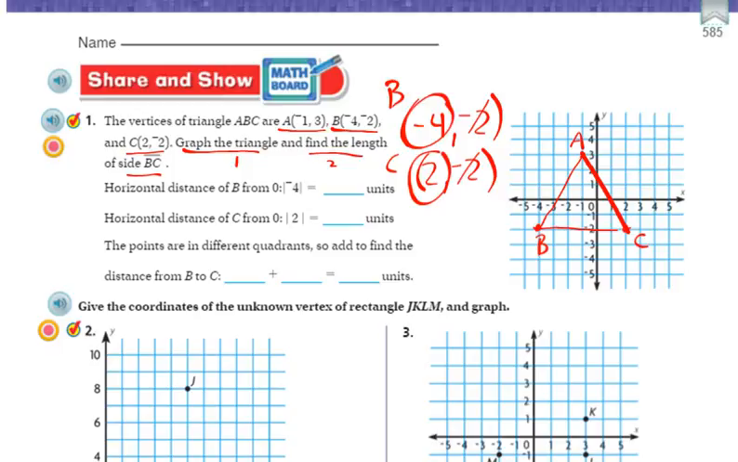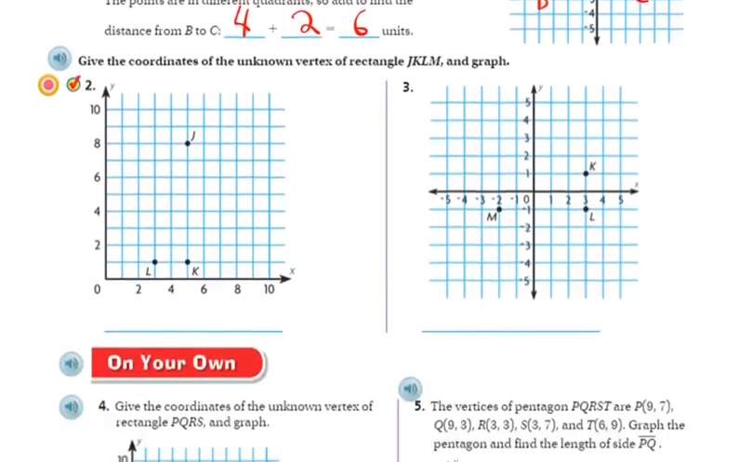And -4 and a +2 tells me they're in different quadrants, so I know I have to add. The absolute value of -4 is 4. The absolute value of the +2 is 2. Again, these come from right here. I'm going to take those 2 values and add them together to get my distance. So the distance would be 4 plus 2, 6 units. And that gets me the distance from B to C. Double check the graph. 1, 2, 3, 4, 5, 6. Matches up. We're happy.